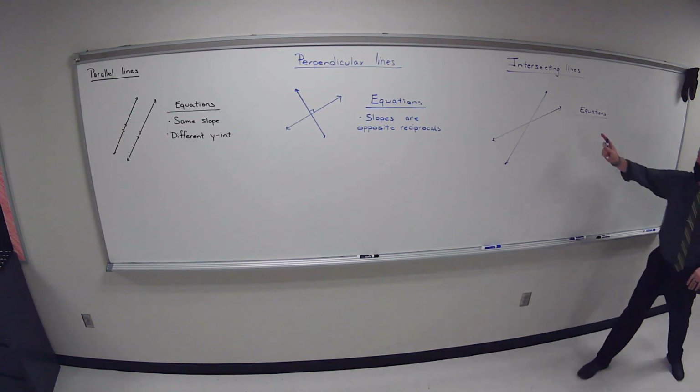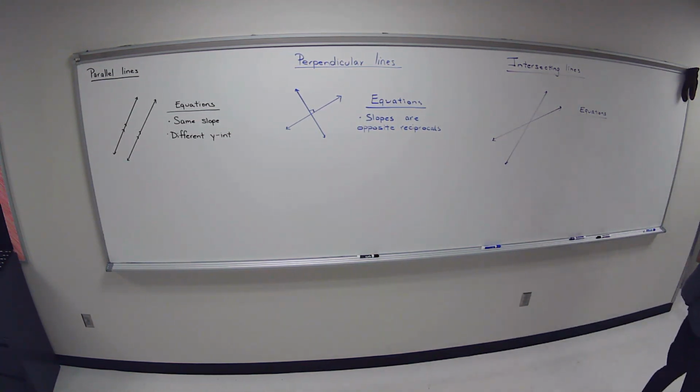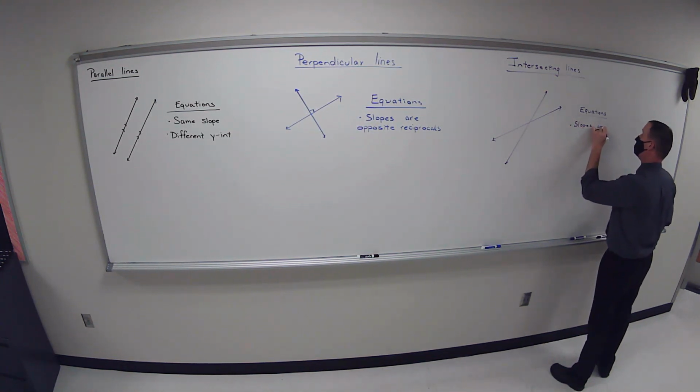I want to look something like this. Same y-intercept. Do they have to have the same y-intercept? No. But the other part is true. Here's what you know. Their slopes are different.